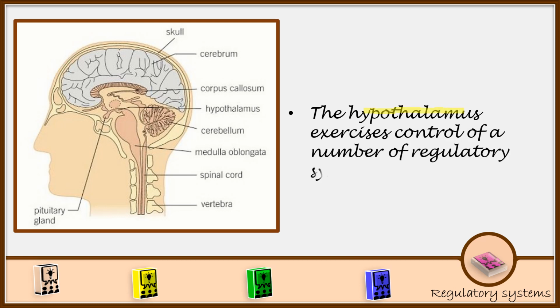The hypothalamus exercises control of a number of regulatory systems. So the hypothalamus is responsible for many regulatory systems. Our hypothalamus is this part, which is above the pituitary gland here, and it connects to the medulla oblongata. It is the one that controls a number of regulatory systems.